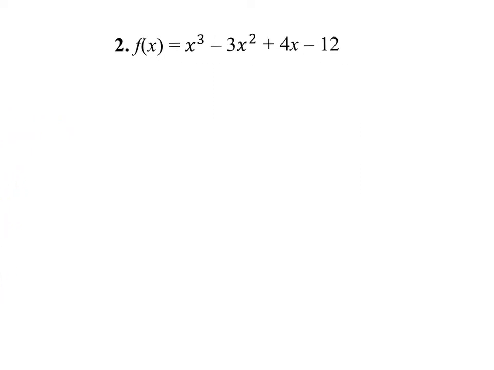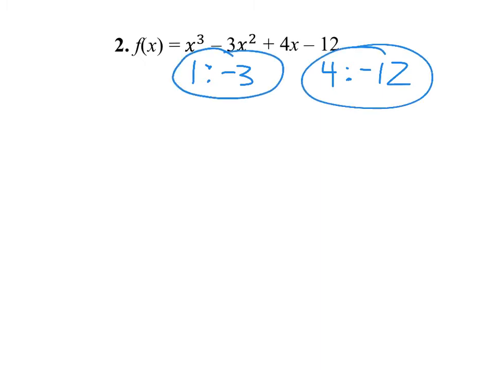So always check for a GCF. This one doesn't have one. Then check if you can factor. Let's look at the ratios. 1 to negative 3, 4 to negative 12. This set multiplied by 4 equals that set, so factoring by grouping will work.